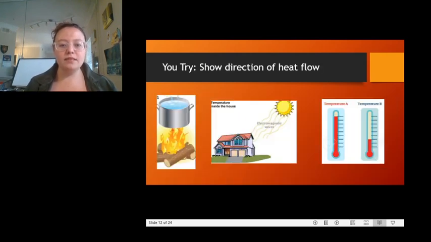So take a minute, indicate the flow of heat in these images with an arrow, or just indicate with yourself, just pointing from area to area. So the fire goes from the log to the pot, and then the sun heats up the house, and if I have a hot temperature, it's going to transfer its energy to a cold temperature.